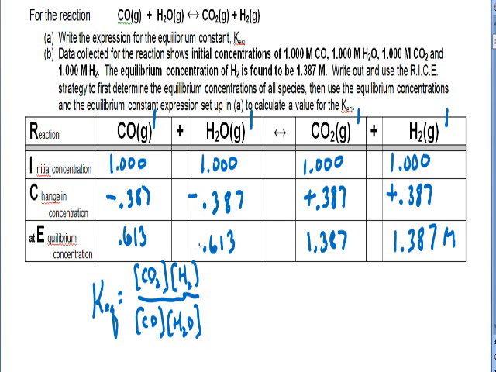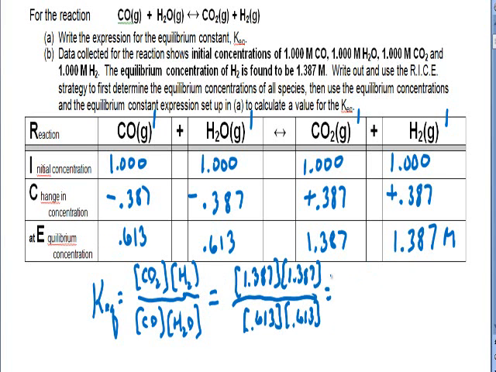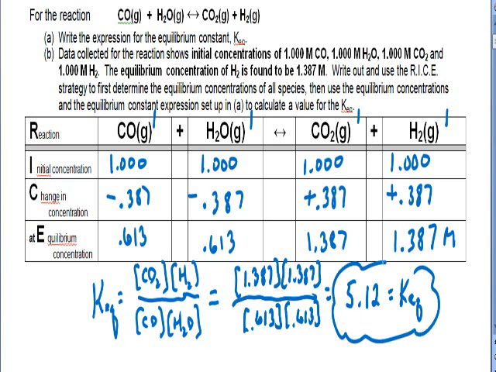Now that we have the equilibrium concentrations of all of our chemicals, 0.613 for the CO, 0.613 for the H2O, and 1.387 for both the CO2 and the H2, we can insert these into the equilibrium constant expression and calculate our equilibrium constant. Inserting the equilibrium concentrations of each chemical allows us to calculate the constant, and it comes out to be about 5.12 for this particular reaction.